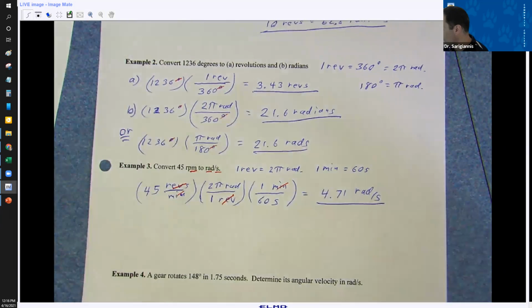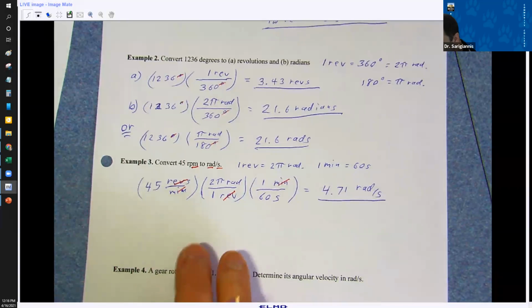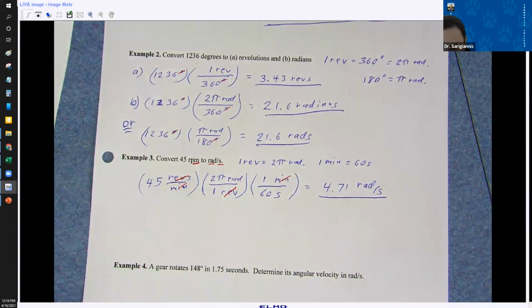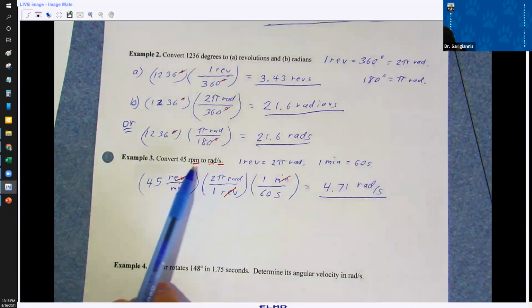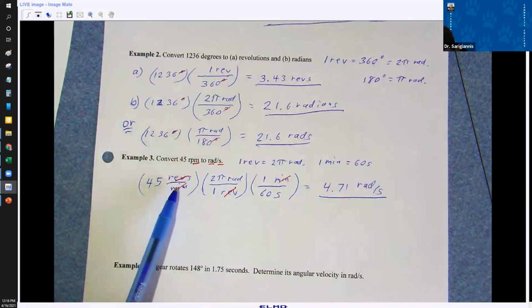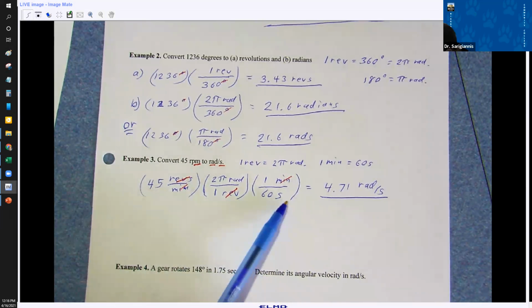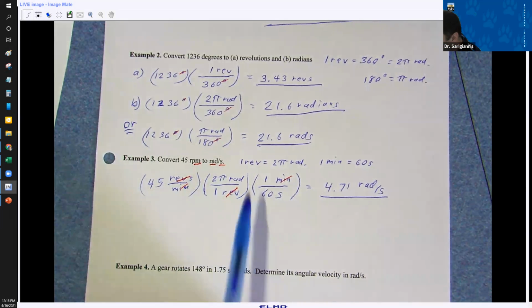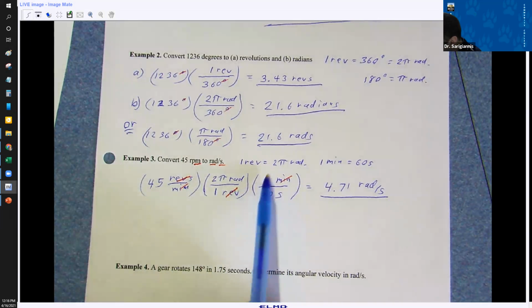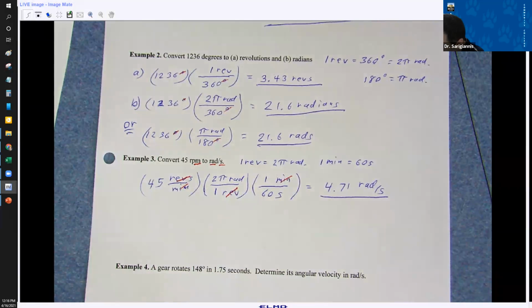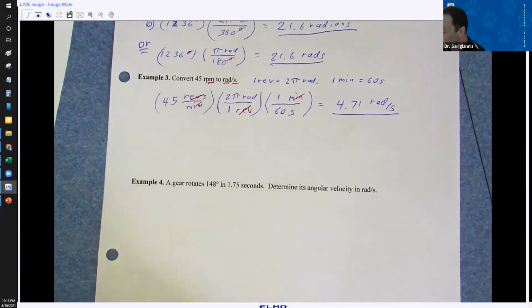Yep, 4.71. Does anyone have a question about this one here? All right, I'm expecting to see this done correctly. RPMs, revolutions per minute, you need to account for the fact that you not only have to go to radians, but you also have to convert to seconds. All right, this is nice.